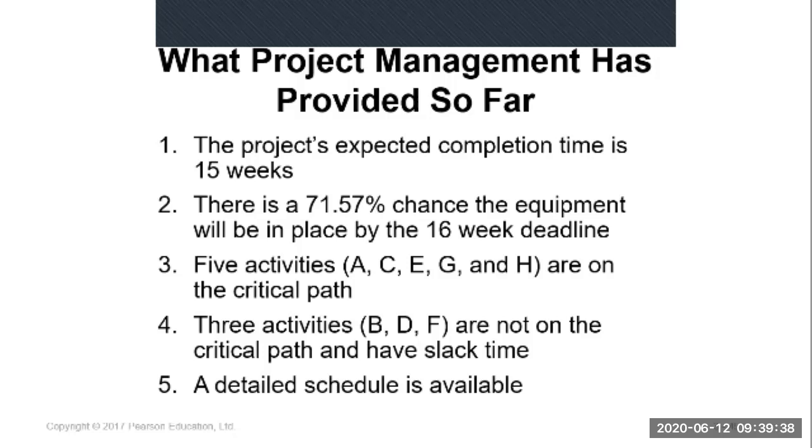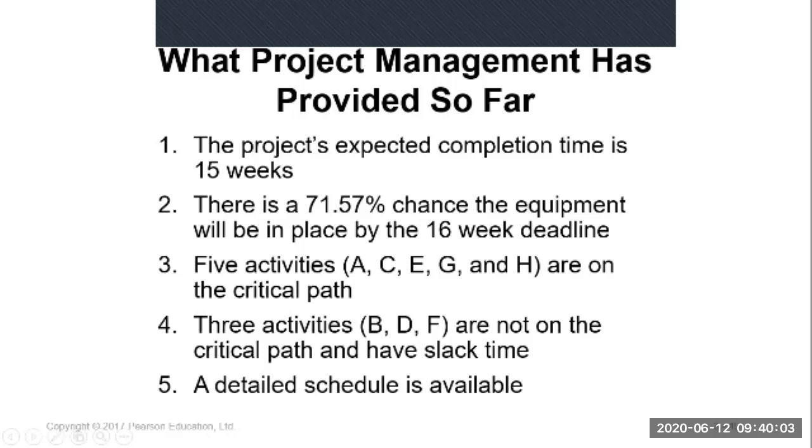There are 5 critical activities: A, C, E, G, and H. The 3 activities that are not critical, B, D, and F, you can delay because of slack time. And also you can make a detailed schedule. Any questions? That's all for project management.